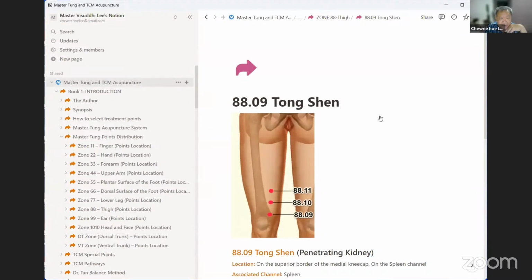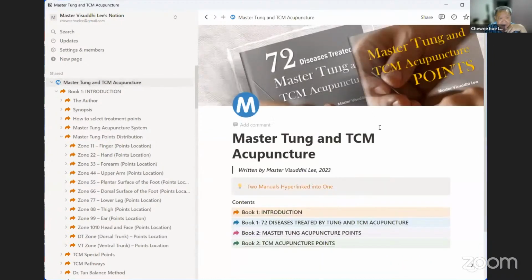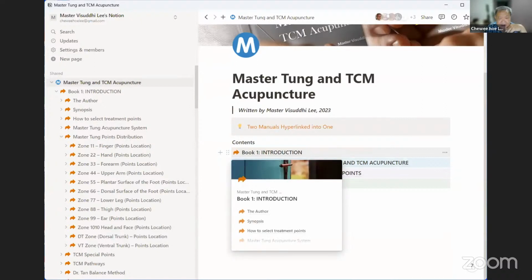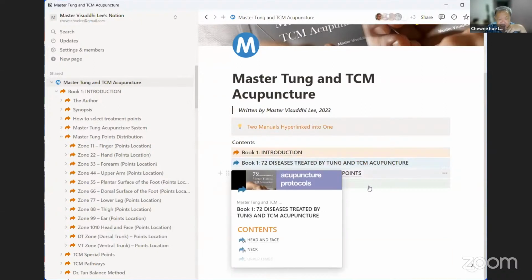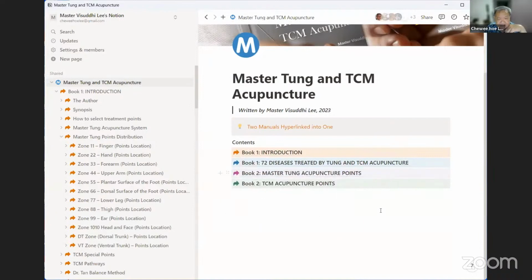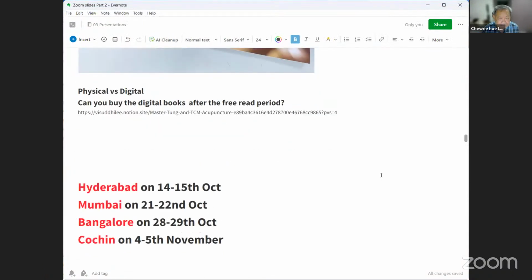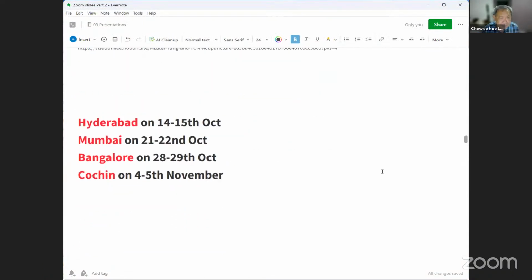I will go through the contents. So there's an introduction. Some of the theories are inside here. The diseases are there, and then the points. But the disease is hyperlinked into the points. That is why I am very happy with this creation. So this is the agenda for my workshop.